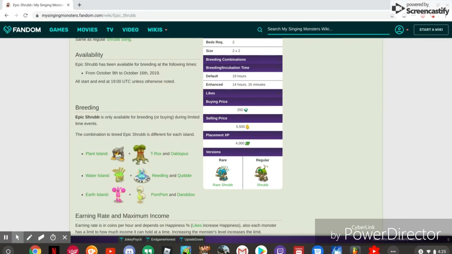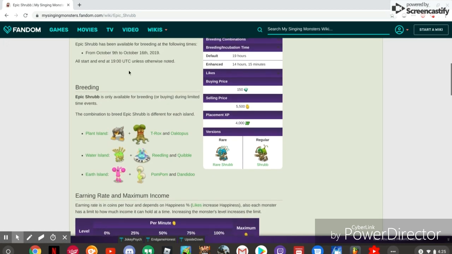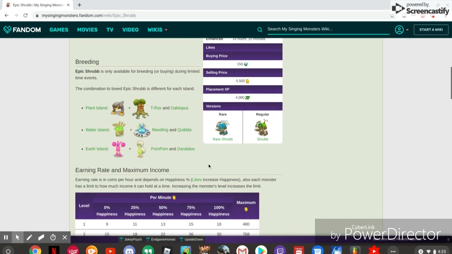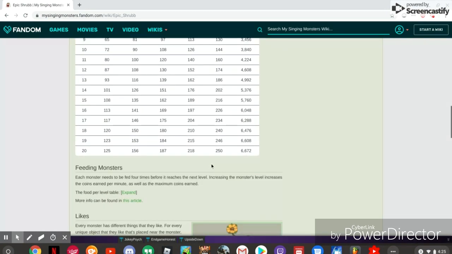A combination. Okay, so I don't have Earth Island, and I'm breeding, and I'm trying to breed something else on Plant Island, so we're gonna do Water Island, but here are all the breeding combinations. I will read them out. So for Plant Islands, T-Rex and Octopus. Water Island, Reedling and Quibble. Earth Island is Pom Pom and Danadoo.